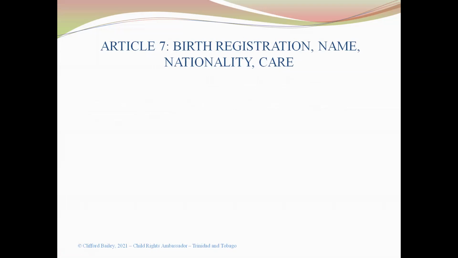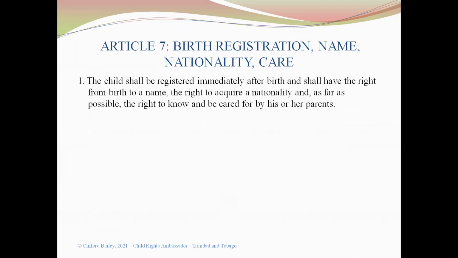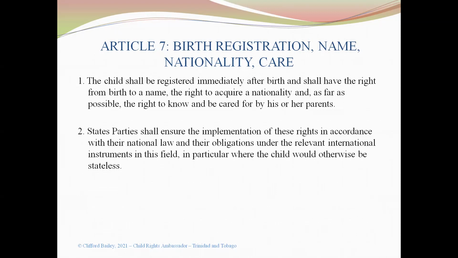Article 7. Birth registration, name, nationality, and care. The child shall be registered immediately after birth and shall have the right from birth to a name, the right to acquire nationality, and, as far as possible, the right to know and be cared for by his or her parents. States parties shall ensure the implementation of these rights in accordance with their national law and their obligations under the relevant international instruments in this field, in particular where the child would otherwise be stateless.